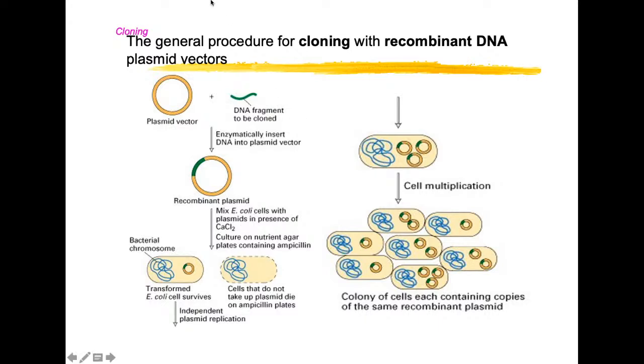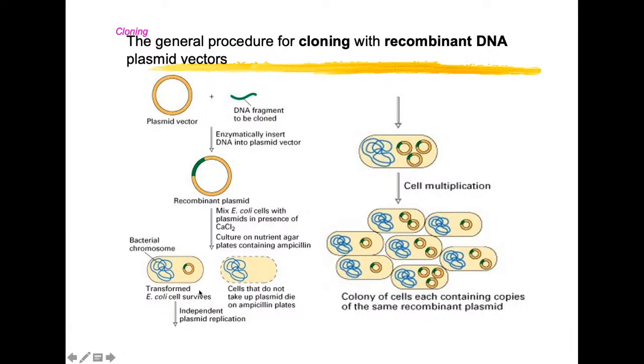Just what is happening here is that you have a plasmid vector, and into that plasmid vector we are going to incorporate our DNA fragment that has to be cloned. Then you enzymatically insert the DNA into the plasmid vector, and you will have a recombinant plasmid. Then you mix E. coli cells with the plasmids in the presence of calcium chloride. Then culture on nutrient agar plates containing ampicillin, right? Then you will have your bacterial chromosome, which has transformed E. coli cells, and the cells that do not take up the plasmid die on the ampicillin plate.